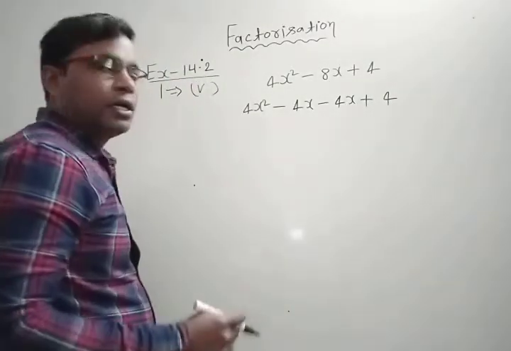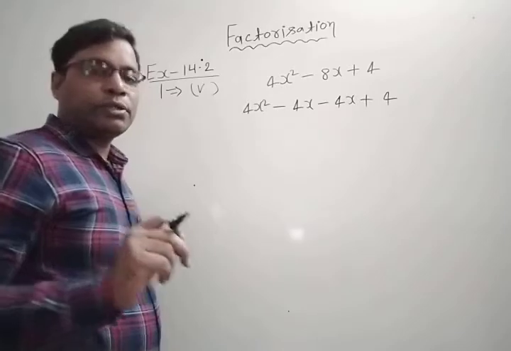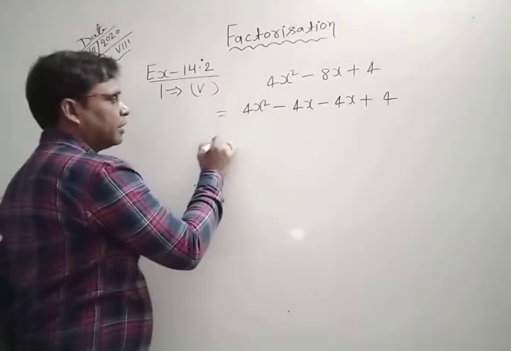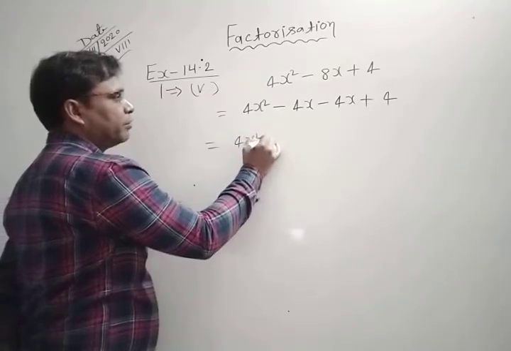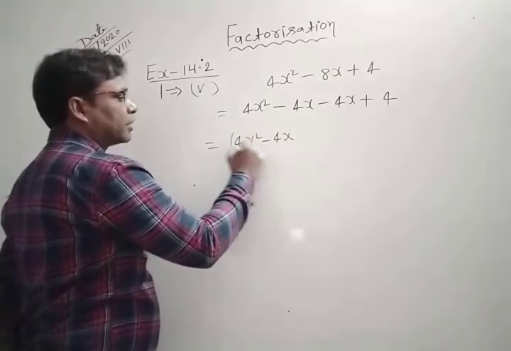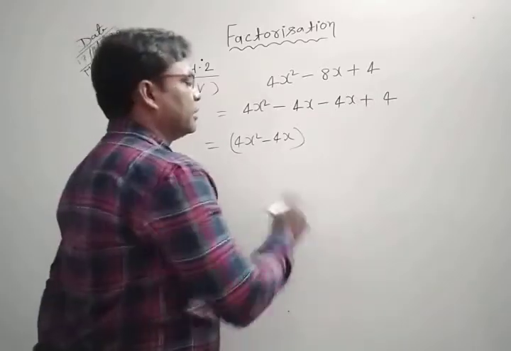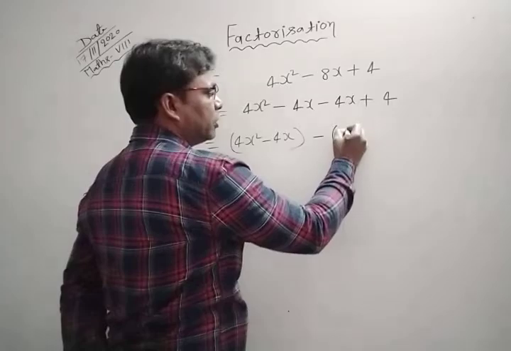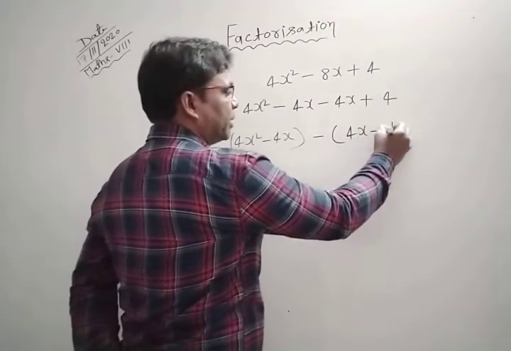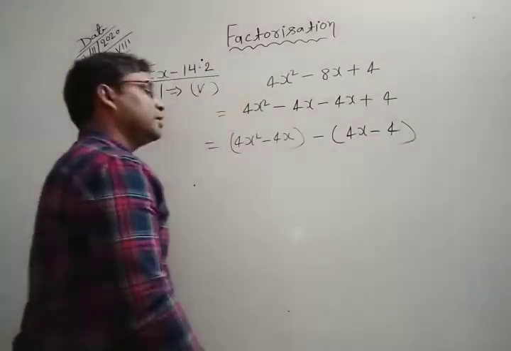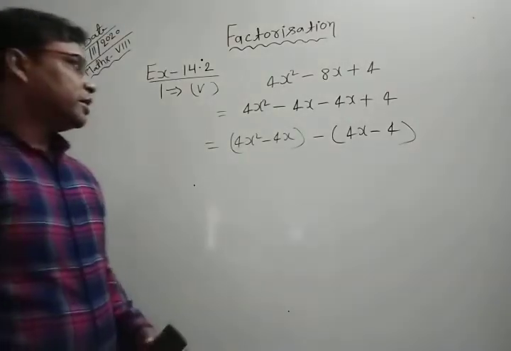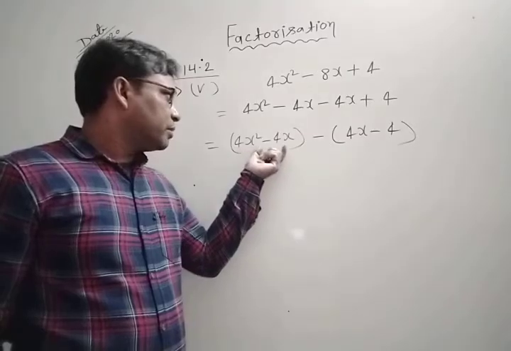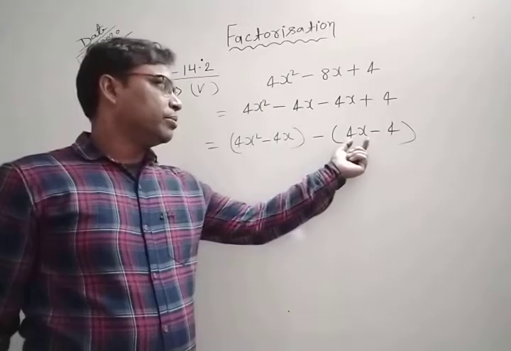So first we do grouping. For grouping we use brackets. This is the first group, so you can write here 4x square minus 4x. Clear? After this, this is the first group and this is the second group. Here we take minus common, so it will become 4x minus 4. Clear? So what you see here: in the first group 4x square minus 4x, minus 4x minus 4.